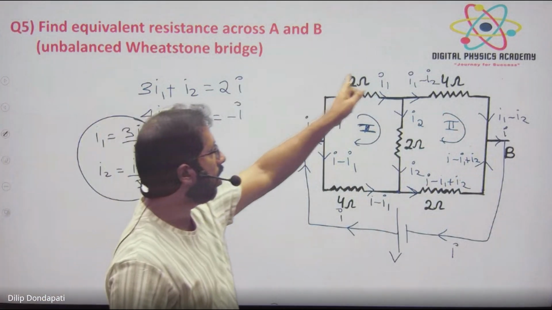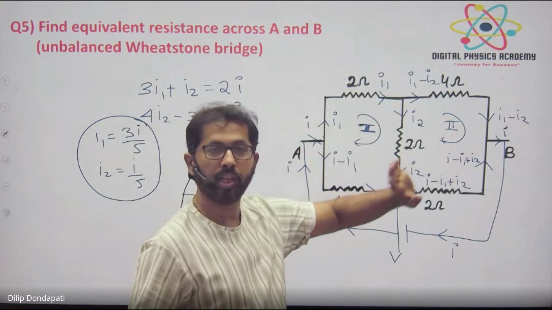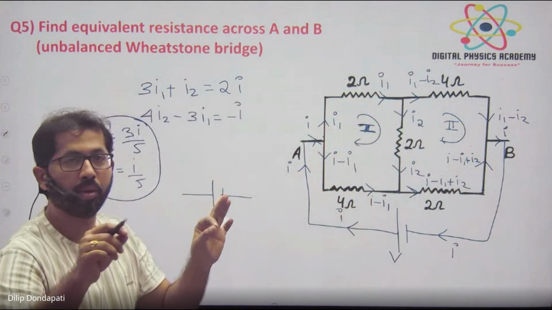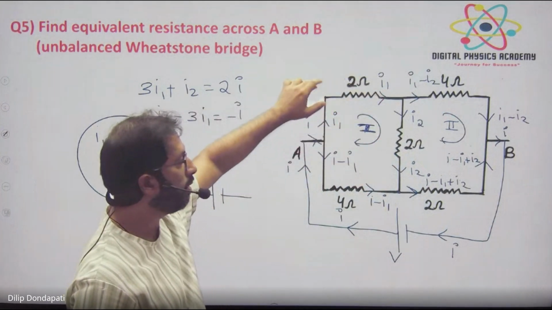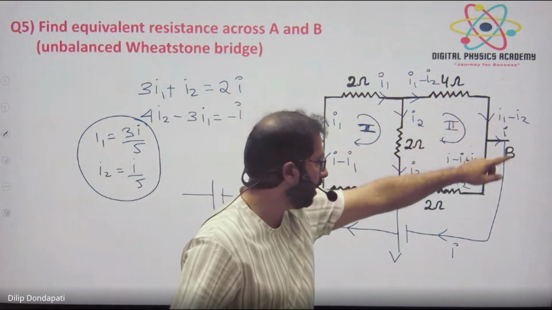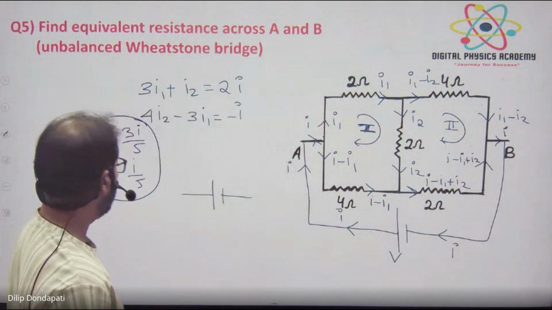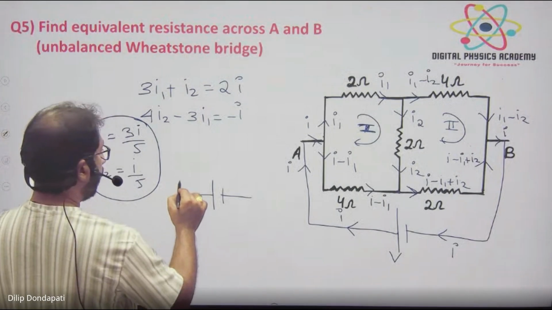Either you can take the top loop or the bottom loop also. Any loop you can take. But from the starting point, go by any path you like, but the minimum number of resistors should come and you should again come back to the battery. Okay, so I am taking the top loop here.